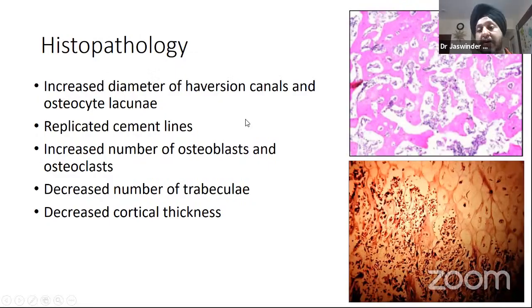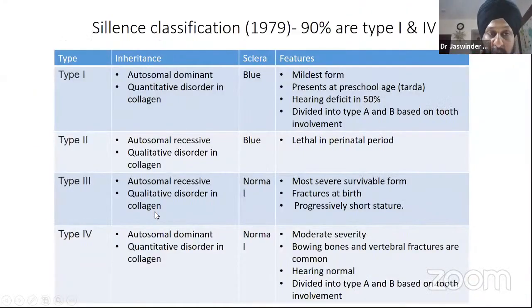Histopathology is more of a theoretical aspect for us. There will be increased diameter of the Haversian canals and osteocyte lacunae. There will be replicated cement lines. There is an increased number of osteoblasts and osteoclasts because of the ongoing increased bone activity there. There is a decreased number of trabeculae, so as such the bone density is not very good. And finally, there will be decreased cortical thickness. So this is what your examiner can ask you.